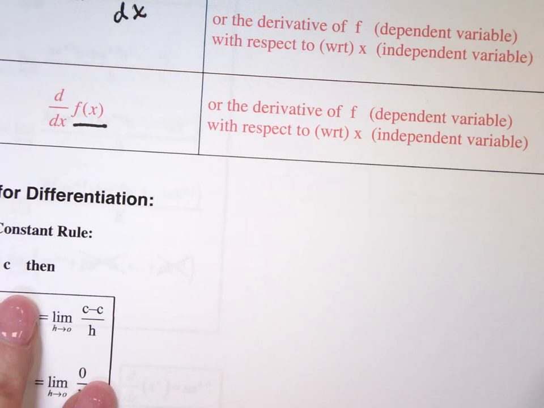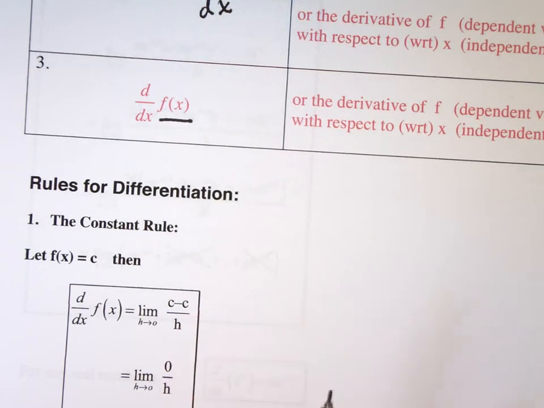If I know that f of x is equal to c, then I went down through this, I'm going to do this again, then the limit, and this should be a 0 there, the limit as h goes to 0 is 0. Derivative of a constant is 0.